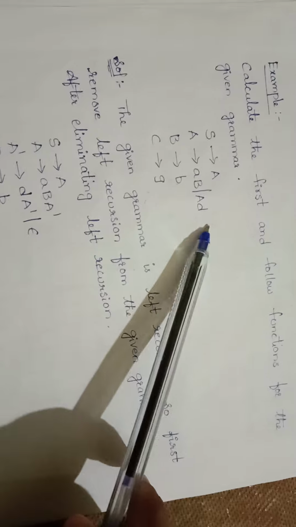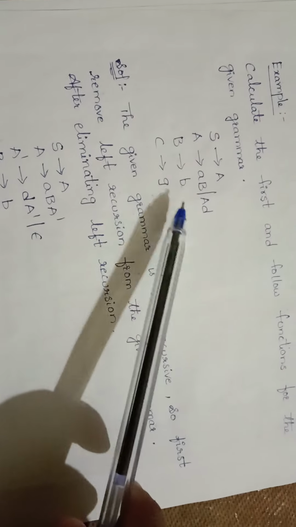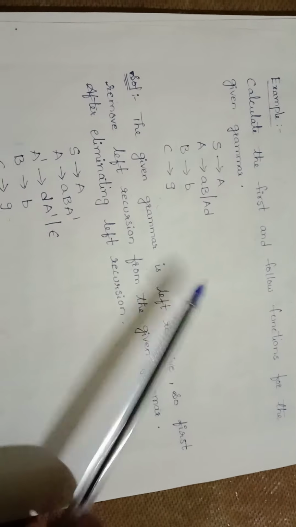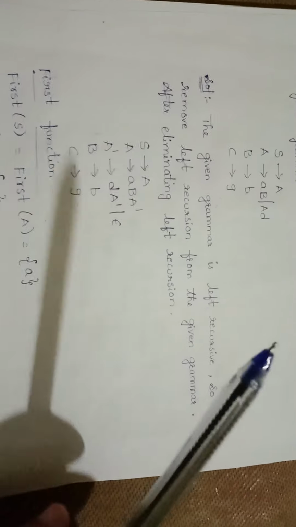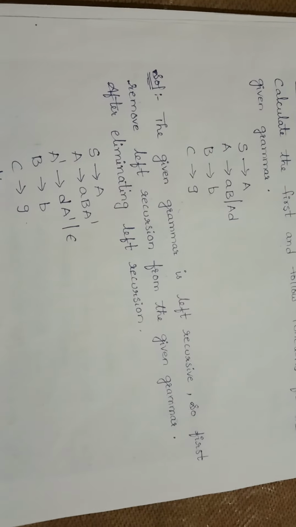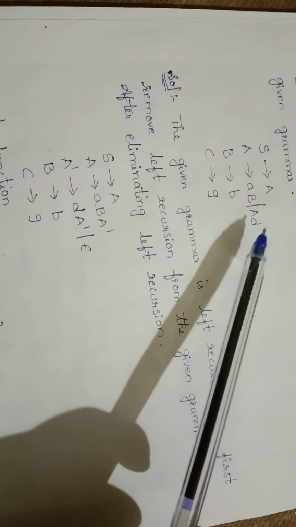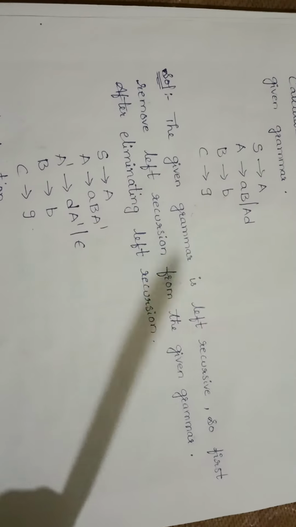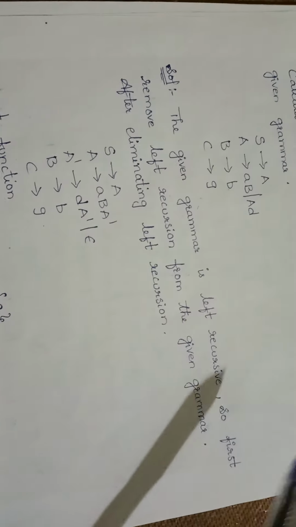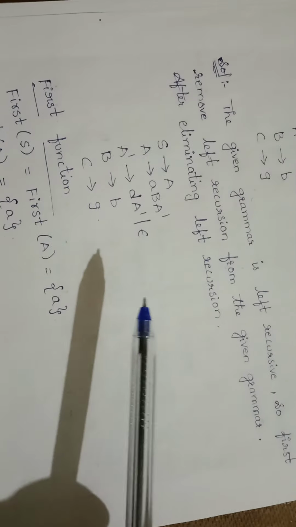Let us consider an example. S tends to A, A tends to AB or D, B tends to b, C tends to g. So we need to calculate the First and Follow functions for this given grammar. So first step is to check whether the given grammar is left recursive or not. So this grammar is left recursive because here we have the symbol A on the left side, and here also we have the symbol A at the start of the right side. So that means it is left recursive. So you need to eliminate the left recursion.